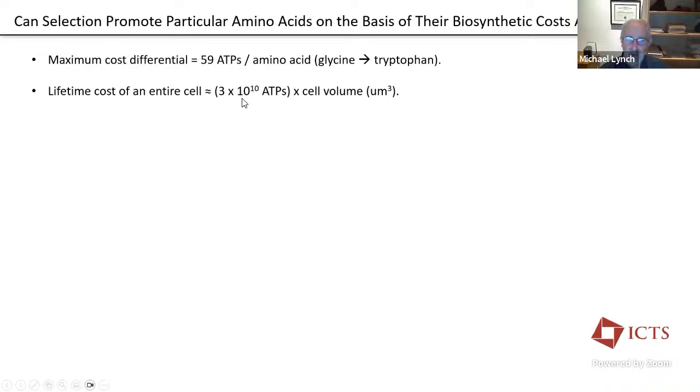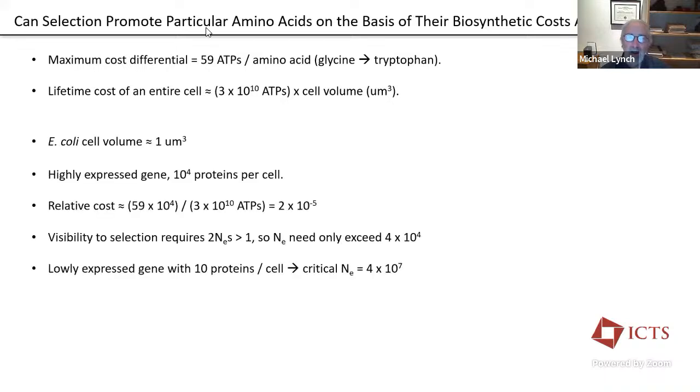Based on that plot I just showed you, the cost of building a whole cell is about 3 times 10 to the 10th ATPs times the volume of the cell in cubic microns. That comes from that regression that I showed you a few minutes ago, that I also showed you in yesterday's talk. So that's the cost of building a cell. And now let's do the math for an E. coli cell. E. coli conveniently has a cell volume of 1, so we have a 1 over here.